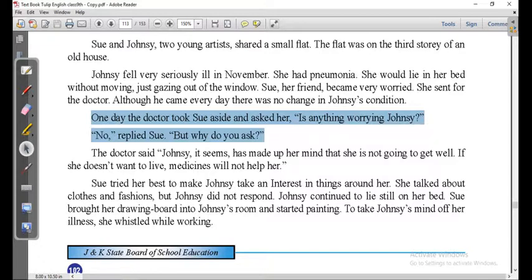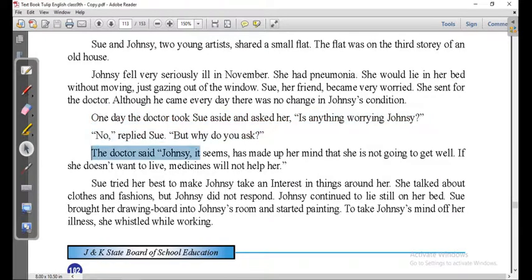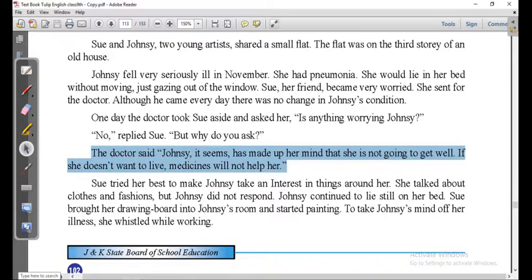The doctor said, "John C., it seems, has made up her mind that she is not going to get well. If she doesn't want to live, medicines will not help her." Now, this is the crux. This is the crux of the story. This is the theme you should get.